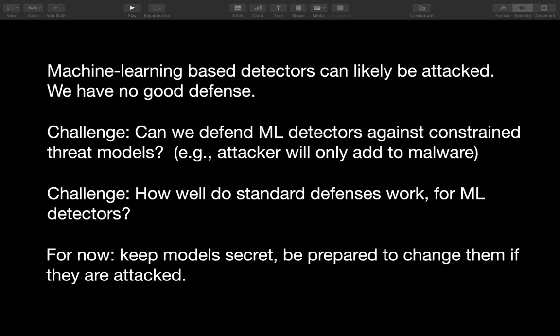So for now, if you're in industry, the best answer I've got for you is to keep your models secret. Be prepared to change them if you start to come under attack. We don't see these attacks very much right now, but I don't have a good answer for you. And so I'll raise that as my last research challenge for the community, which is to find a way to make our ML models robust against adversarial examples, so we don't have this big vulnerability just waiting to be exploited in our systems.